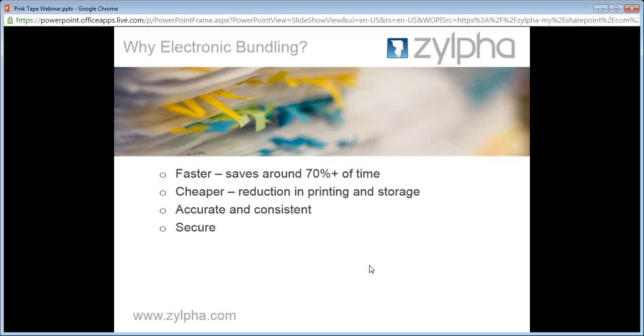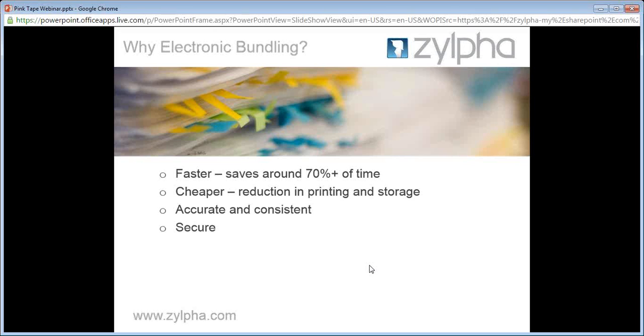Obviously, electronic bundles, e-bundles, are cheaper because there is a reduction in storage, purely in terms of archiving or keeping the bundles on premises. They're obviously cheaper because you're not printing so many documents, but they're also more accurate and consistent because you're not having to manually be involved here. As long as the documents are scanned in to start with, then it's easier to recall the documents and to put them in the right places.